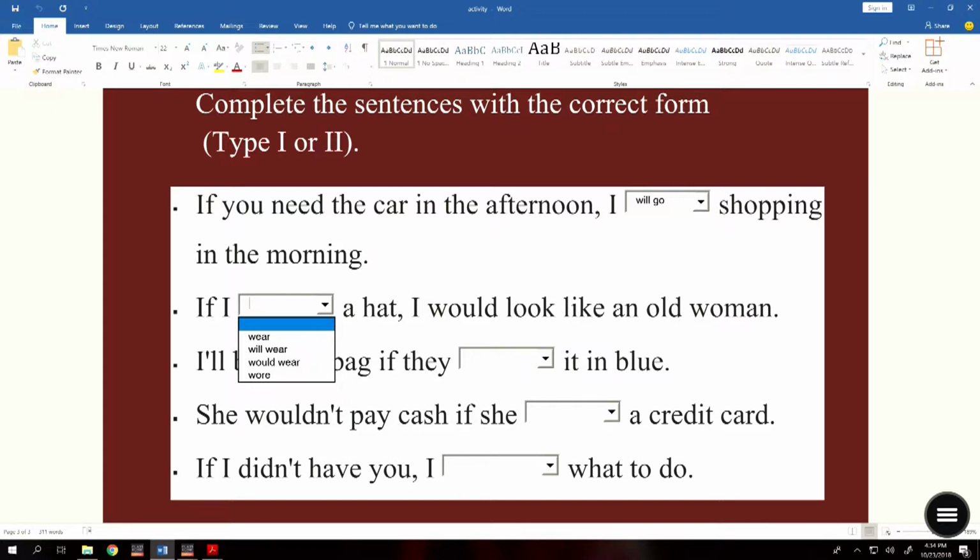If I look at the second main clause, I would look like an old woman. This is definitely a conditional type 2 one. So, if I wore, the past tense of wear is wore. If I wore a hat, I would look like an old woman.